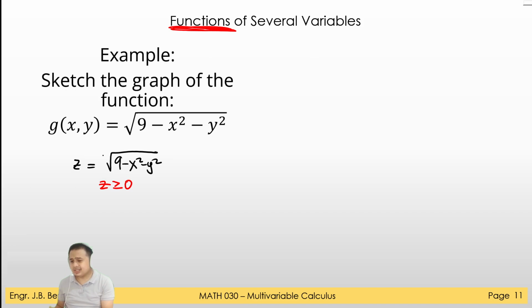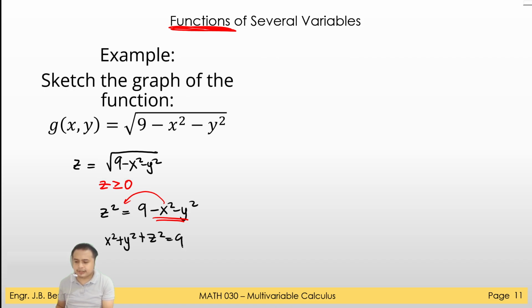If we simplify this, squaring both sides, z squared is equal to 9 minus x squared minus y squared. Then we can transpose this to the other side. So we have x squared plus y squared plus z squared is equal to 9. And what do we have here? This is actually an equation of a sphere.